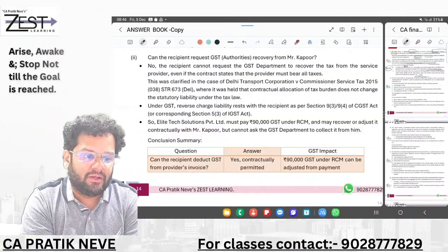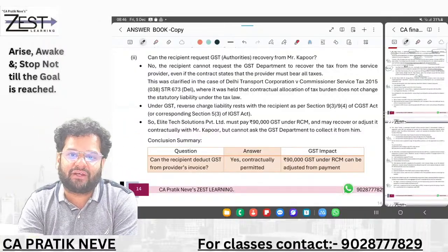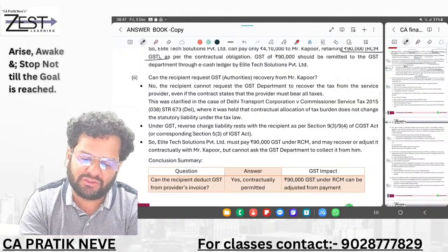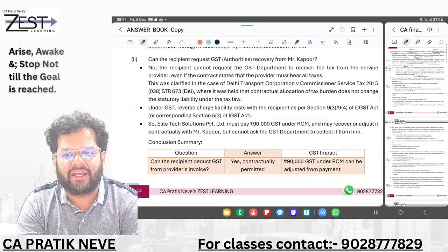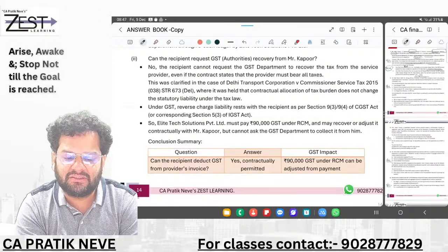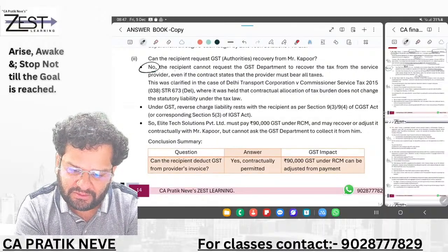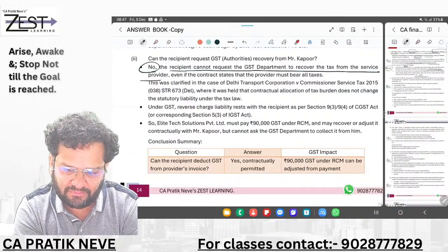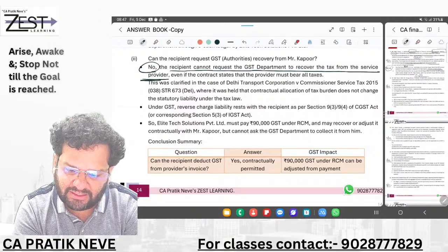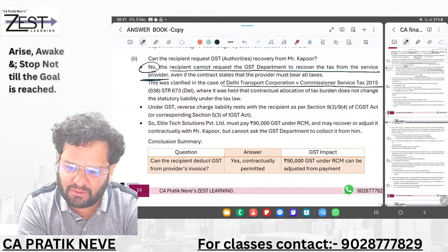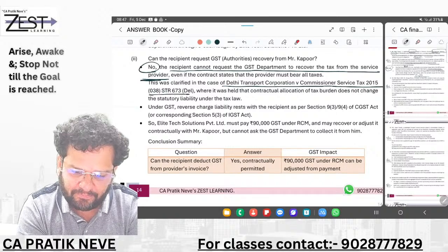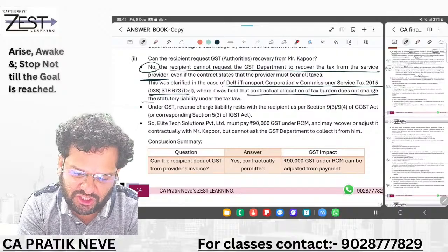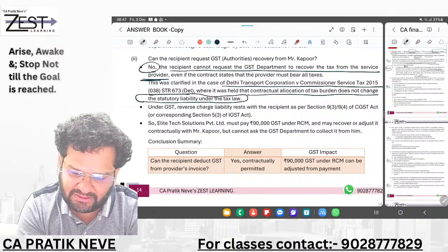No, because there is an RCM notified now, which means the company who is receiving the service should pay GST. They cannot force the government to collect from the supplier. So no, the recipient cannot request the GST department to recover the tax from the service provider. This was clarified in Delhi Transport Corporation versus Commissioner of Service Tax, where it was held that contractual allocation of tax burden does not change the statutory liability under tax.